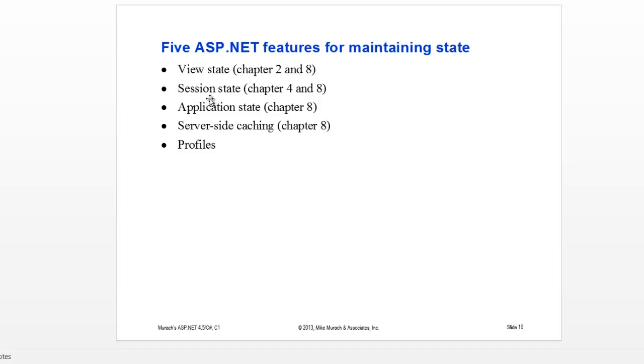The two that you'll use most of the time are view state and session state. View state is implemented by default, so there's no special coding needed. ASP takes care of it automatically. Session state is implemented by creating a session state object when the user starts a new session. The values in the object are available until the session ends, and then we'll talk about the other ones later.